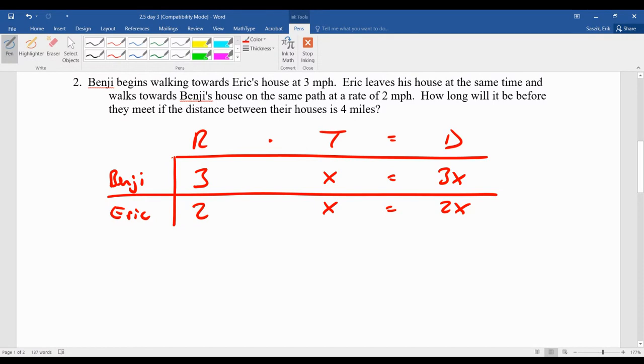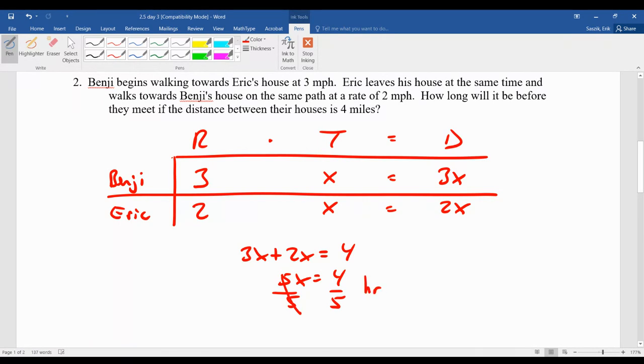All right. But remember, what was the distance between their houses? It was 4. So if they're going to meet in the middle between the two of them, they have covered 4 miles. Okay, one of them is going to cover more than the other. Benji's going to cover more because he's going faster. So this is the situation that we got. We get x equals 4/5 of an hour.